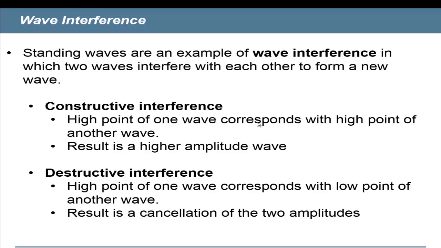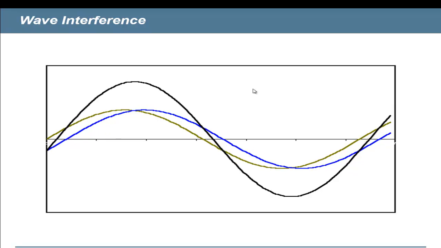All we're using is the principle of superposition here. So we add the two waves together. If the two high points correspond, we get a higher amplitude wave. If a high point corresponds with a low point, then we get a cancellation of the two amplitudes. So I have another little animation here to show constructive and destructive interference.